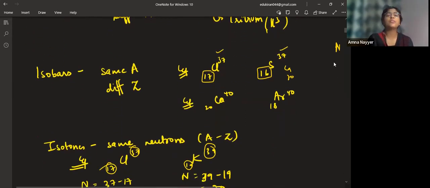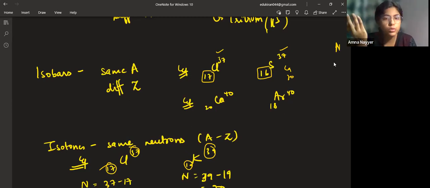You have the example of calcium and argon as well. See, argon comes before calcium in the periodic table. The atomic number of argon is 18, and the atomic number of calcium is 20. But both of them have around the same mass, we take 40. In chemistry also you must be using this. So we approximately take it as 40. So this is also an example of isobars.